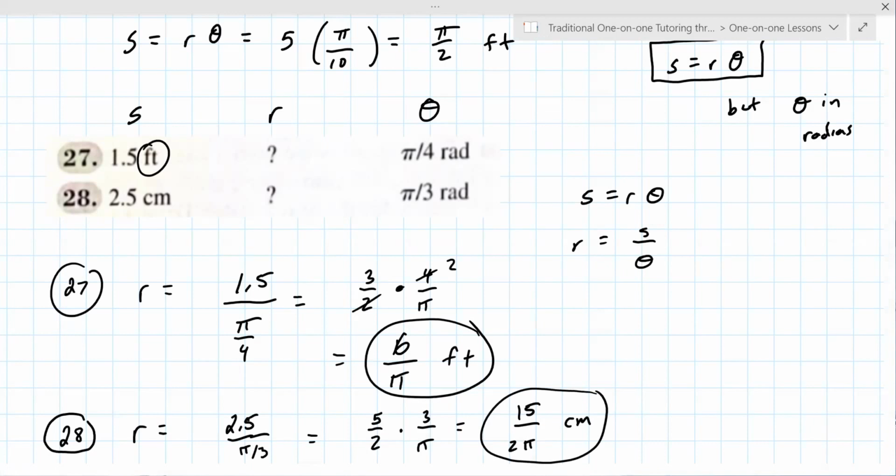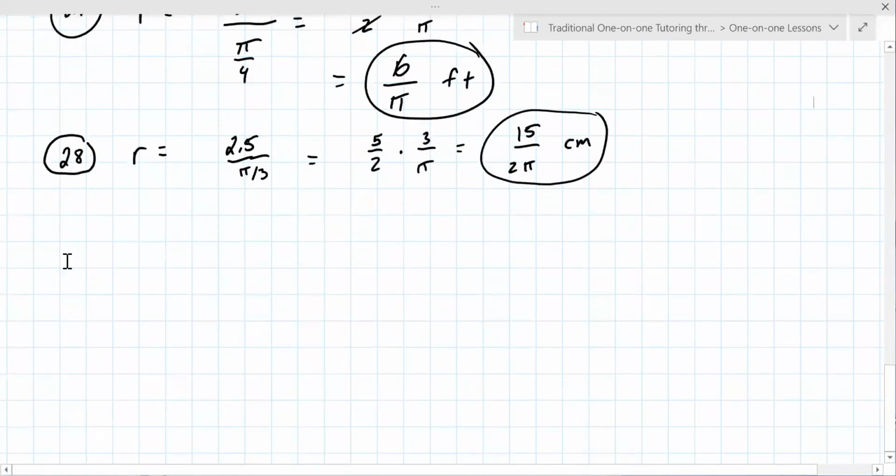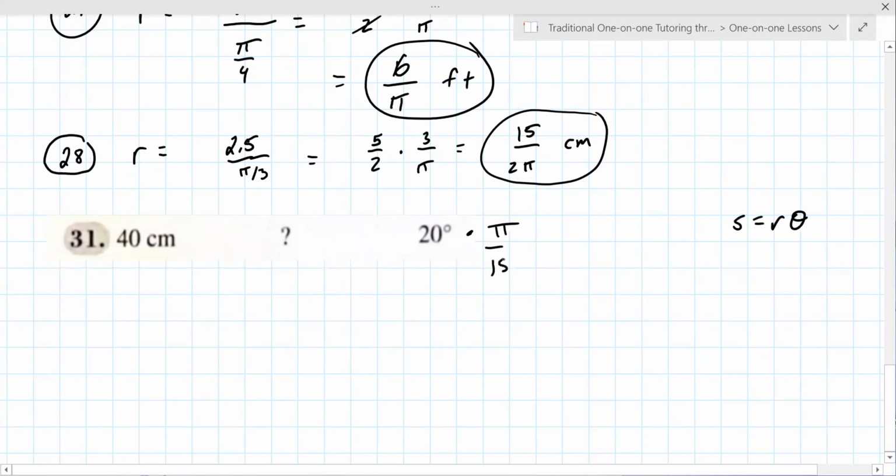Okay, now 31. Yes, 31. So 31 is similar, except that they give you the angle in degrees. And if you don't hear me already saying it, it can't be in degrees, it needs to be in radians. S equals R theta, theta is in radians. So you're going to multiply by pi over 180. Pi over 180 is pi over 9 when this simplifies.